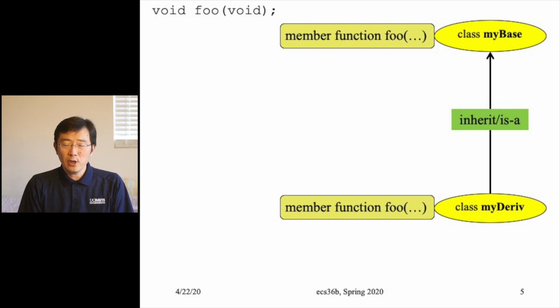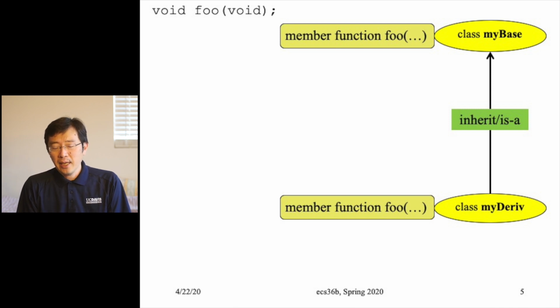So first, let's look at the example of a regular function. Assuming you have a regular member function, the function prototype is void foo(void). That's the simplest one, right? And assuming you have foo defined in the base class, which I call my base, and you also have that function defined in the derived class, which I call my derive. Okay.